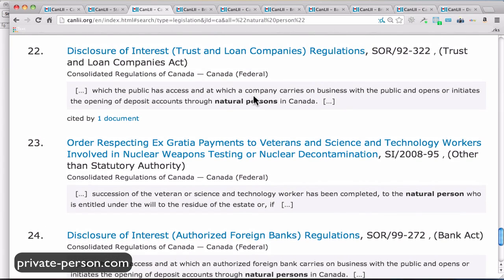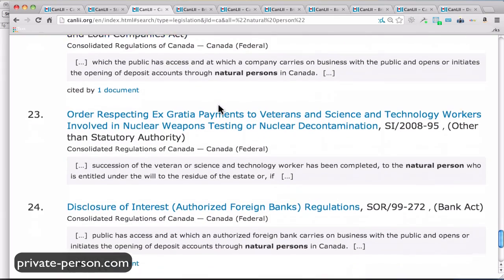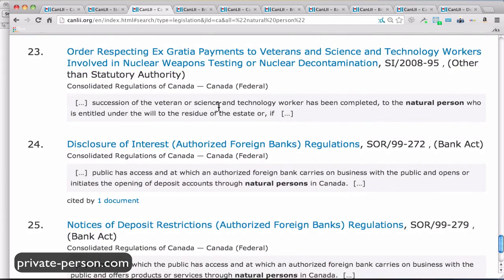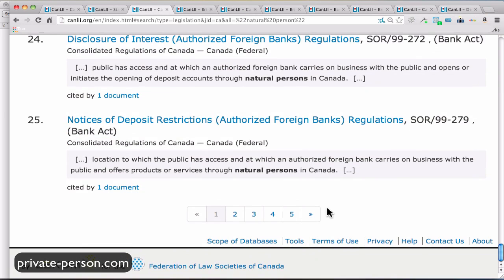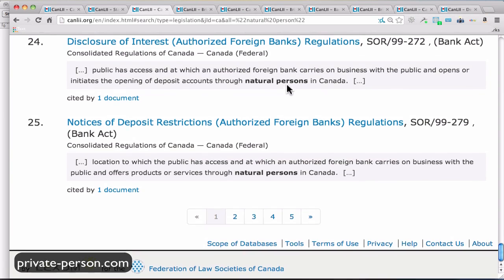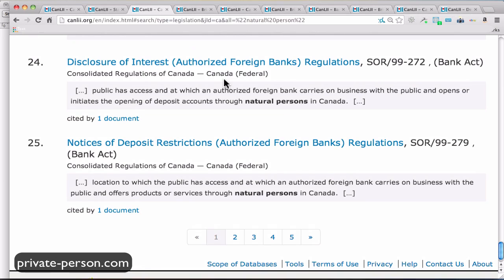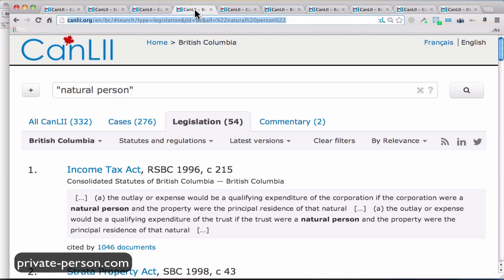This is an interesting one. We're going to be doing a Bank Act one soon, which the public has access to, in which a company carries on a business with the public and opens or initiates the opening of a deposit account through natural persons. Only natural persons can open certain types of bank accounts, and like I said, we've got an upcoming seminar on that. So again, you can see there's 5 pages of stuff here through a natural person, again, through a natural person with regards to bank acts. So you can see that natural person is used in specific types of acts and the rights, powers, and privileges.